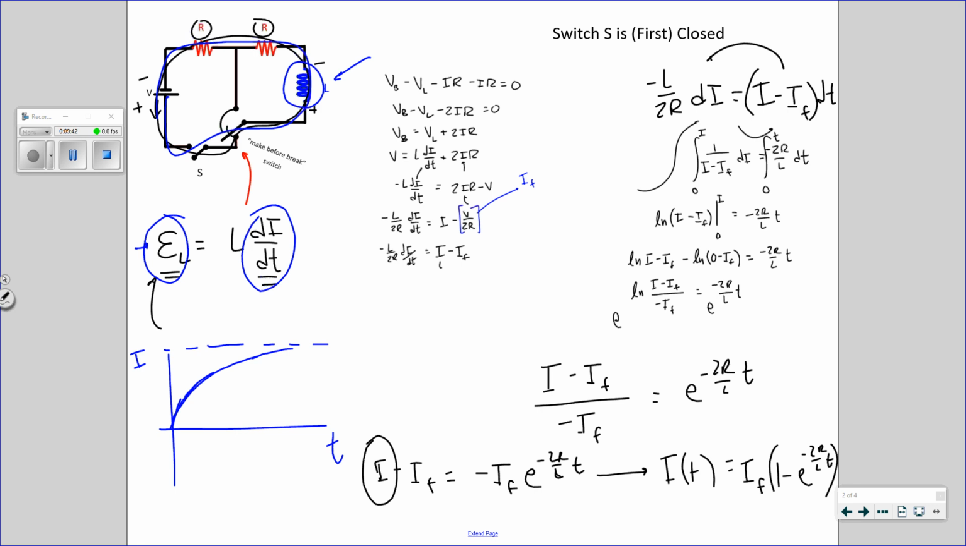Now in this case, this quantity has to do with the time constant of this exponential growth, and that's a factor that says if I continued at its original rate of change, it would get all the way to I max in one time constant tau. And in this case, because we can write this generally as I as a function of t is I final times 1 minus e to the negative t over tau, this says that our time constant tau here is L over 2R.